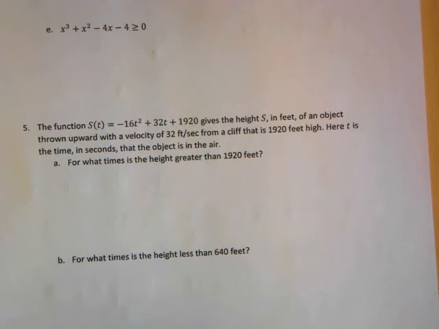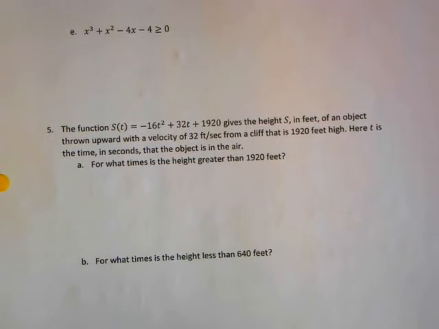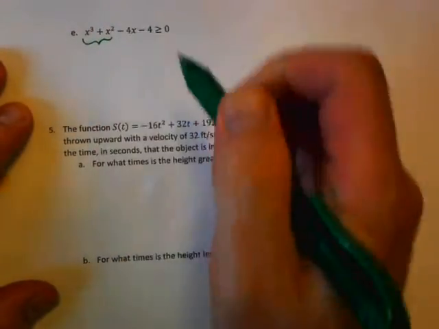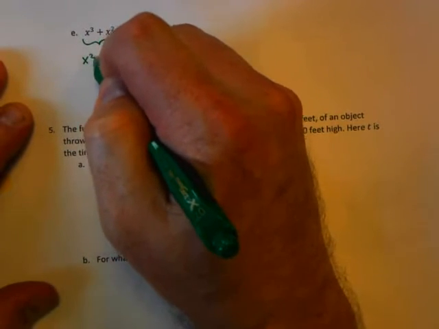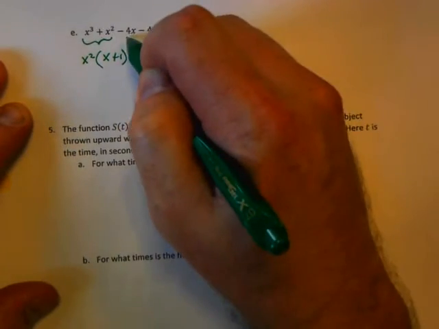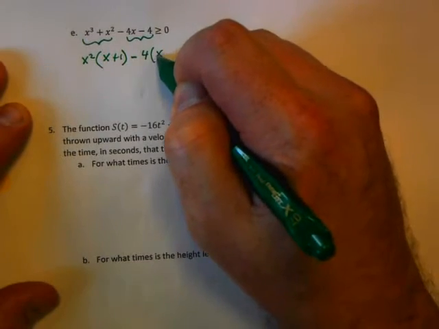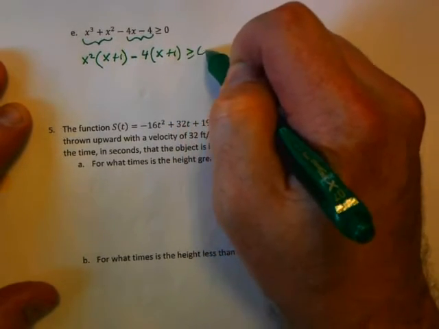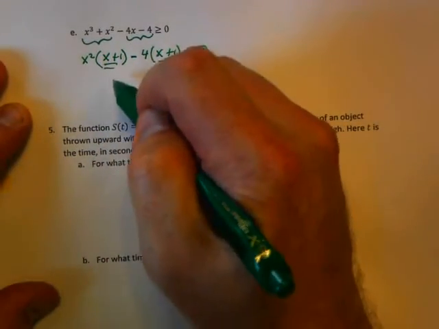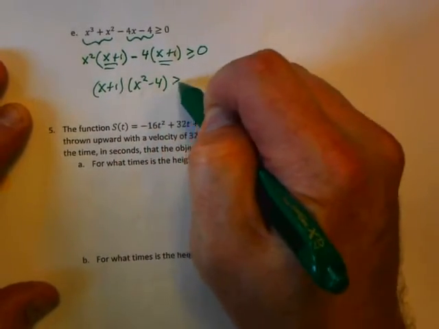E. E already has 0 on one side. I like that. That's a good thing. So what do I do? Factor by grouping. Who's the common term in the first group? X squared. Left over? X plus 1. Common in the second group? Negative 4. Left over? X plus 1 greater than or equal to 0. My parentheses match. I'm very happy because I'm doing it right. X plus 1 times x squared minus 4 greater than or equal to 0.